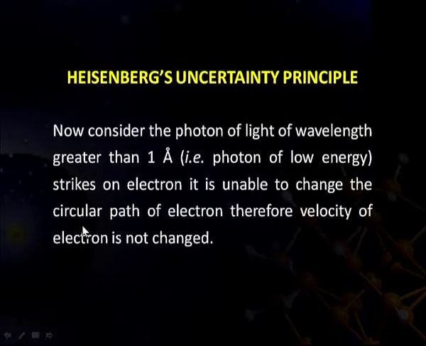Now consider the photon of light of wavelength greater than 1 angstrom, that is photon of low energy, strikes on electron. It is unable to change the circular path of the electron, therefore velocity of electron is not changed.